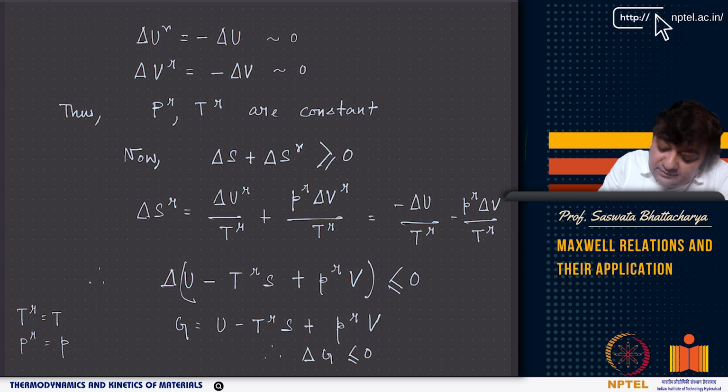So delta UR, which is minus delta U, is negligible, right? It is negligible, and you can call it like 0. Delta VR also is negligible. Thus, PR and TR, that is the pressure of the reservoir as well as the temperature of the reservoir, are constant. But from the second law, you tell that delta S of the system and delta S of the reservoir have to be greater than or equal to 0.